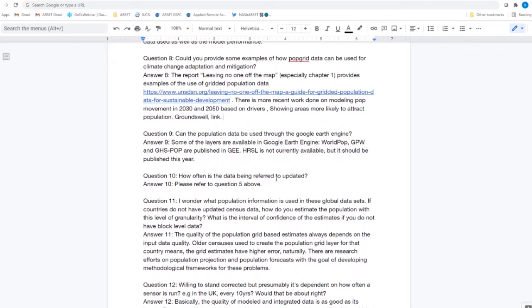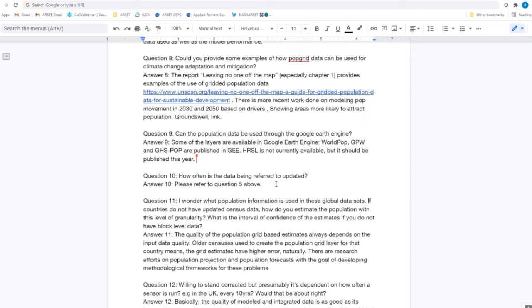We get this question a lot involving Google Earth Engine. Can the population data be used through Google Earth Engine? Yeah, so I added this in because we published GPW into Google Earth Engine, and I know GHS POP has been published in Google Earth Engine, as well as WorldPop. So there's 3 of the data sets we talked about today that are available there. And the HRSL is not currently available, but we're working with Facebook and need to reach out to the Google Earth Engine folks, but we hope to put it in.